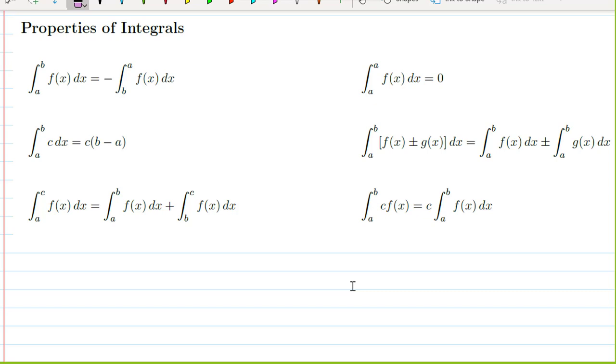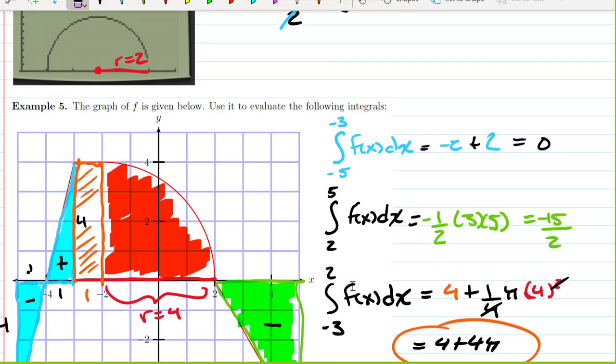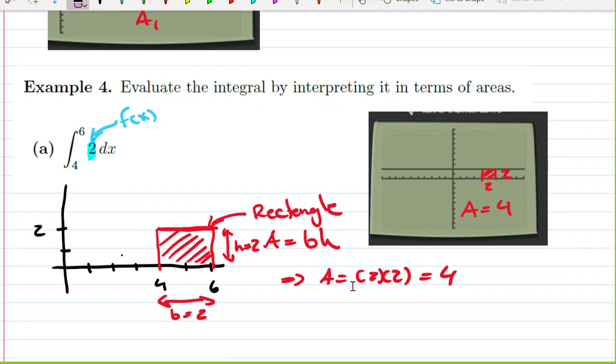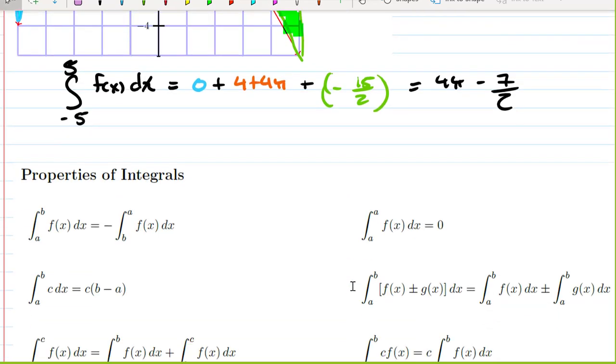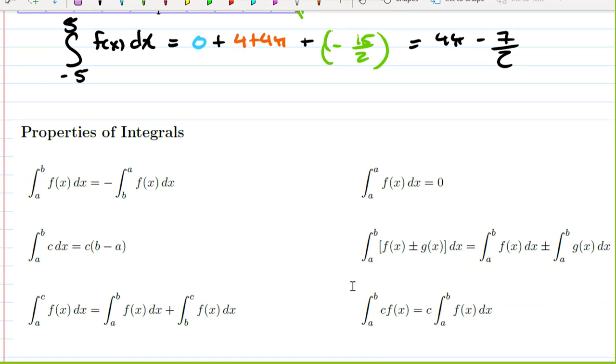Our next property says the integral from a to b of c dx is c times b minus a. Well, we actually did that earlier. That was exactly this one. It's saying that if we have the integral from a to b of a constant dx, that's just the area of a rectangle where the base is b minus a, so 6 minus 4 gave us 2, and then that would be the height. So this says that the integral of a constant is equal to the constant times the width of the interval, because that's just the area of the corresponding rectangle.